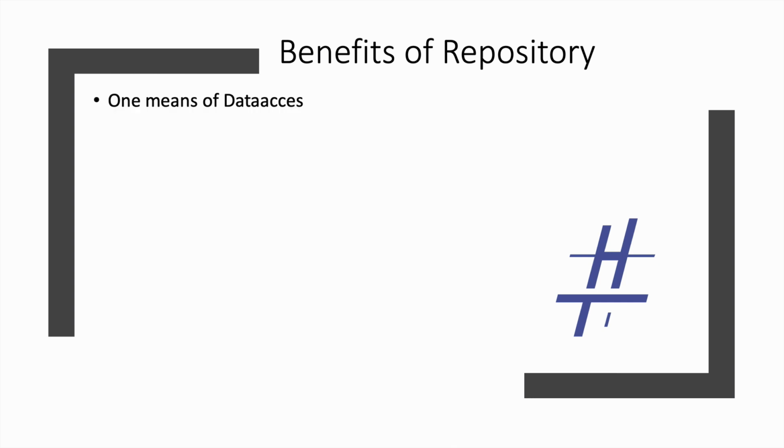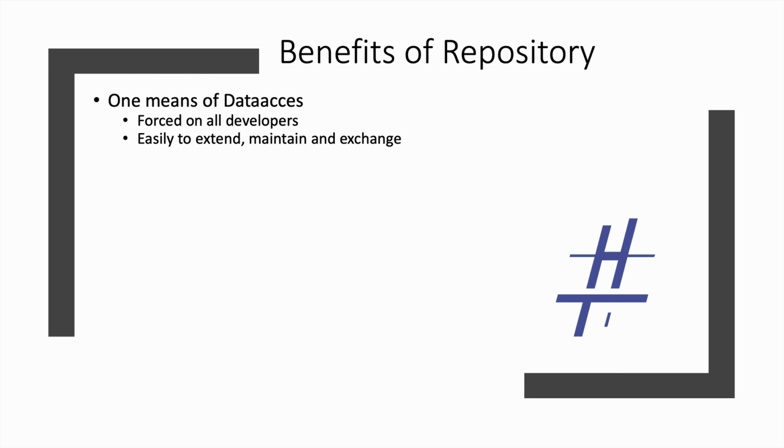So the benefits of the repository are pretty much the one means of data access. Why is this important and why is this a good idea? Because it forces all developers to use the same way to access the data. This is important because it makes the code maintainable and easier to reason about, and it's easier to extend and to maintain.